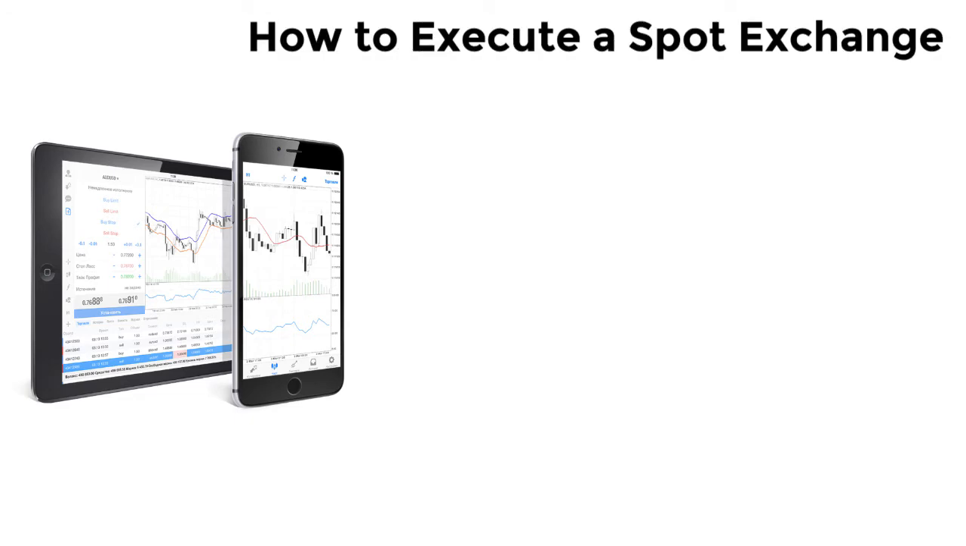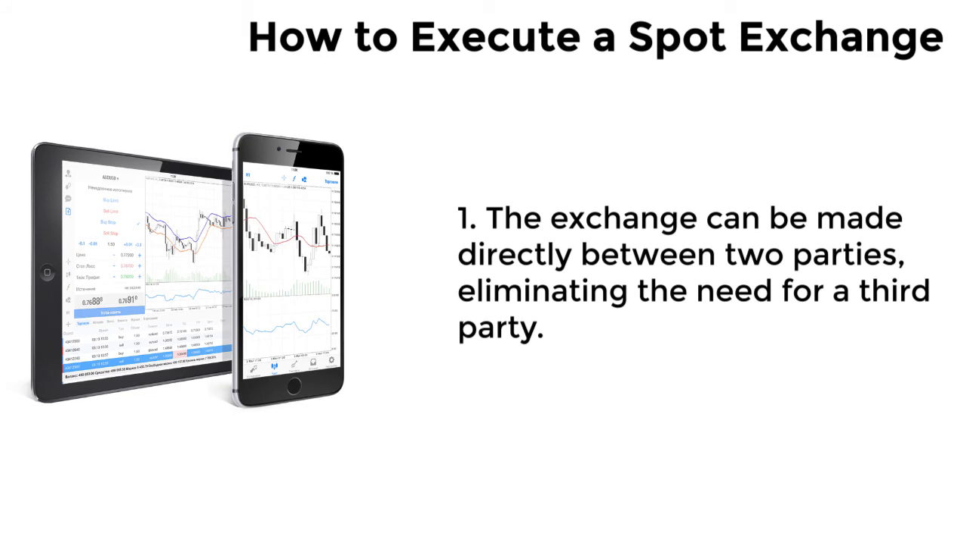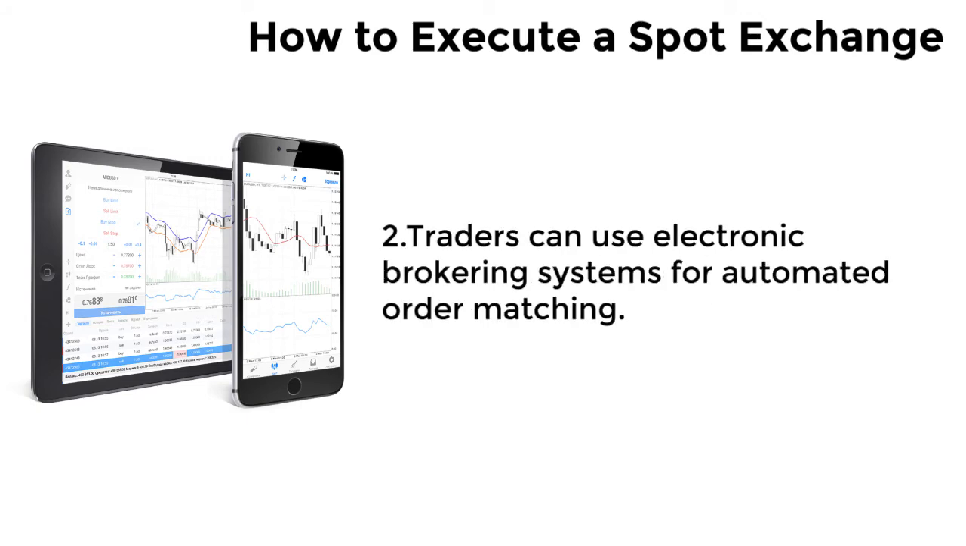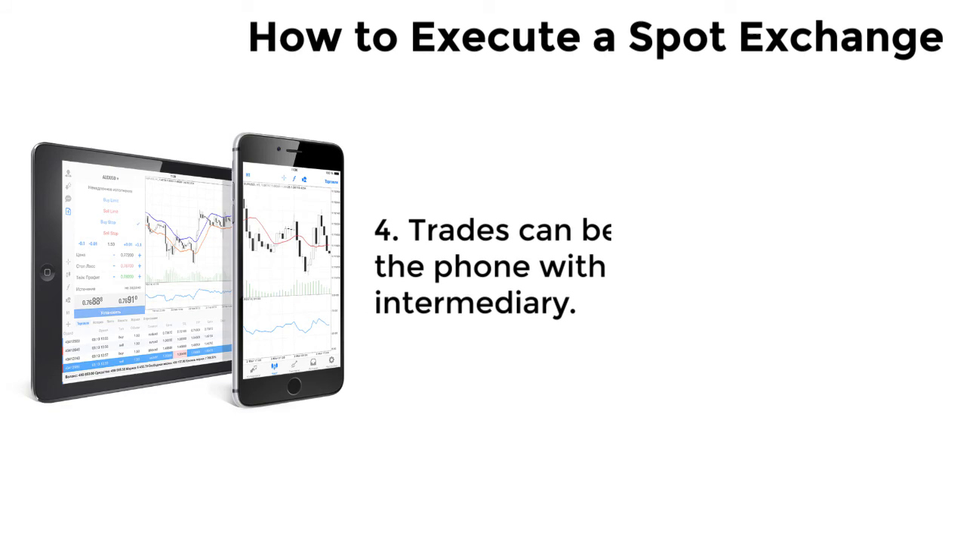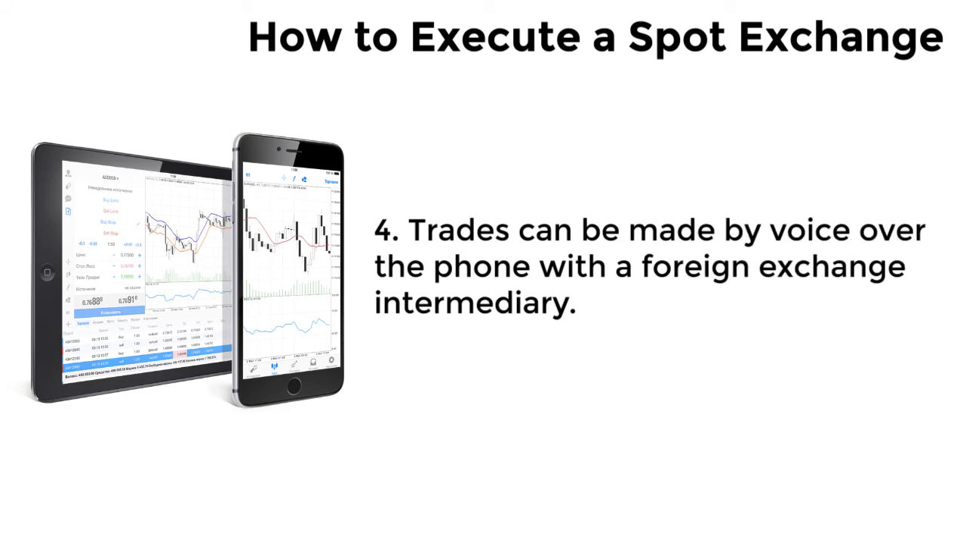How to execute a spot exchange? There are a number of different ways in which traders and investors can execute a spot exchange. 1. The exchange can be made directly between two parties, eliminating the need for a third party. 2. Traders can use an electronic brokering system for automated order matching. 3. Traders can also use electronic single or multi-bank trading systems. 4. Trades can be made by voice over the phone with a foreign exchange intermediary.